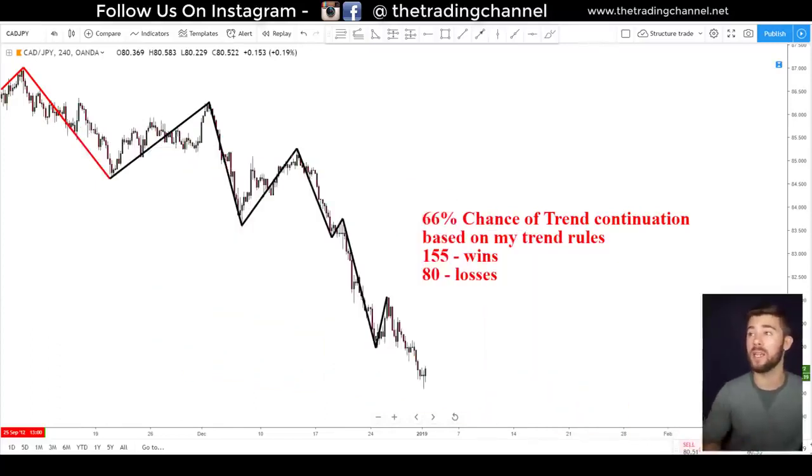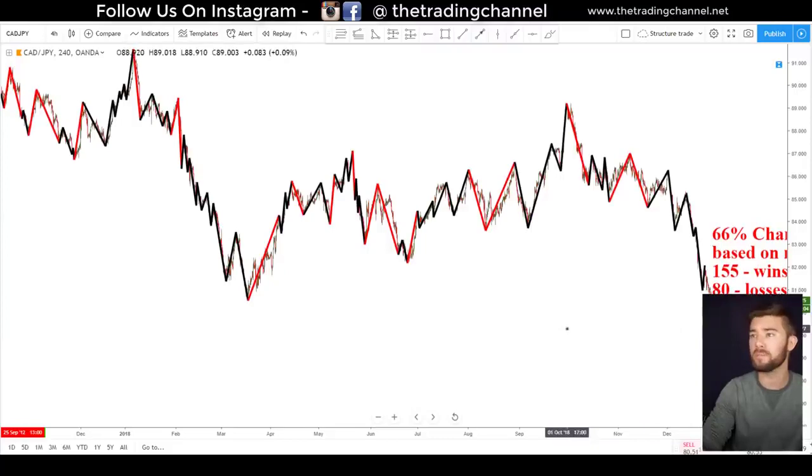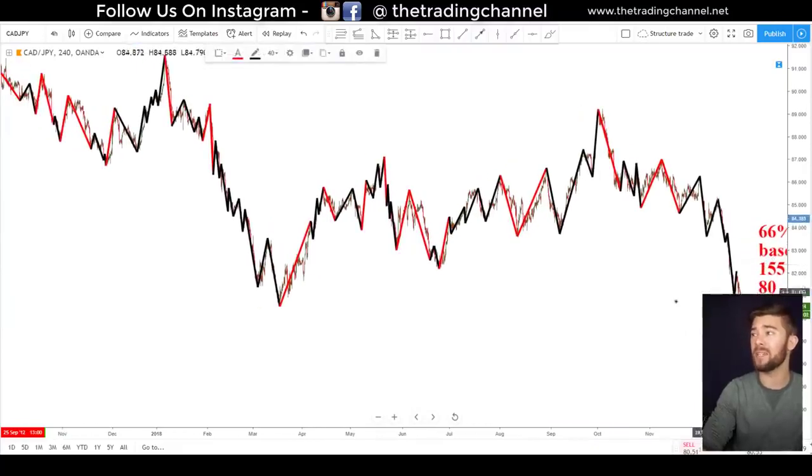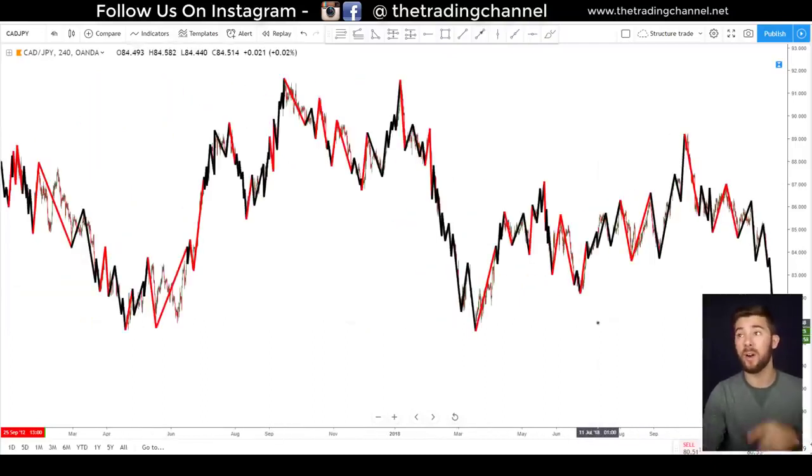On the screen, you can see numbers, right? You've probably been wondering what this means. We're here on the Canada Yen 4-hour chart, and it says 66% chance of trend continuation based on my trend rules, 155 wins, 80 losses. What that means, I'm going to scroll back the chart a little bit here on the Canada Yen 4-hour chart, is that I have a 66% chance to see trend continuation on the Canada Yen 4-hour chart based on the rules I use for trend. This is with absolutely no indicators.